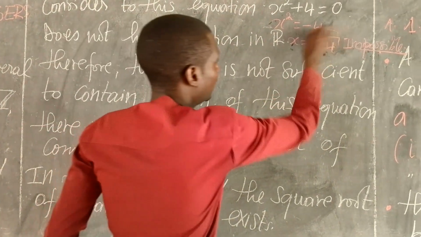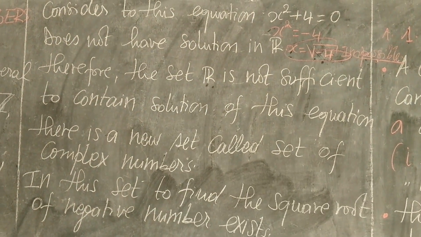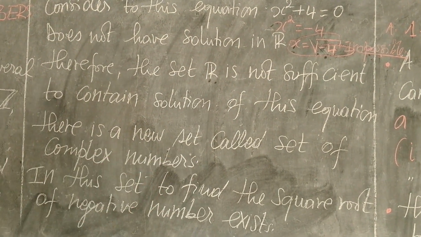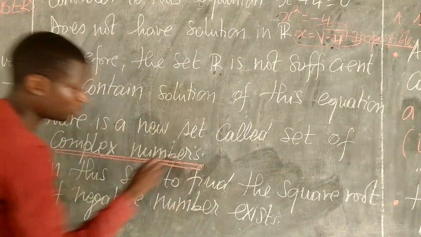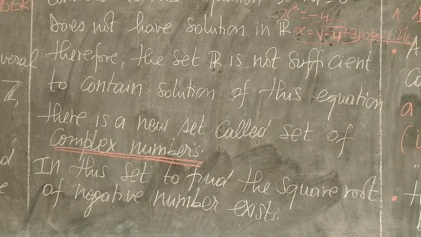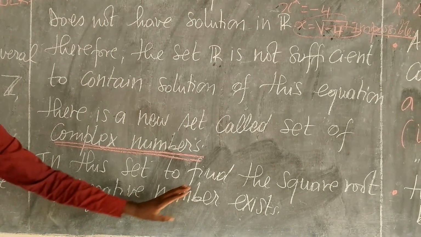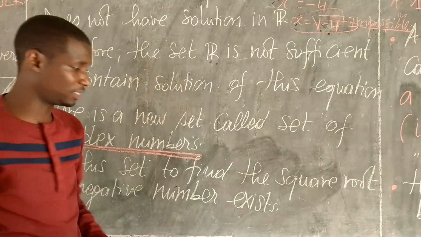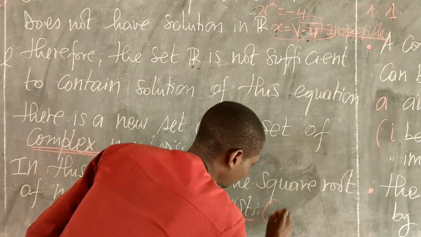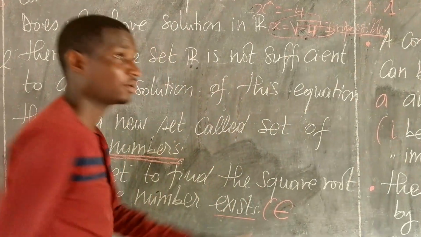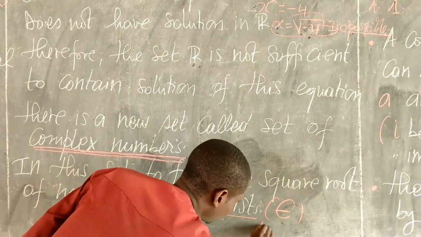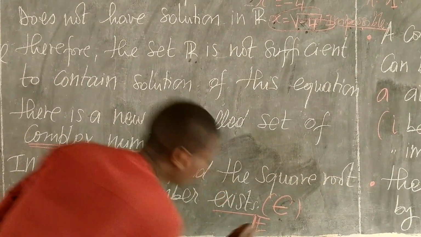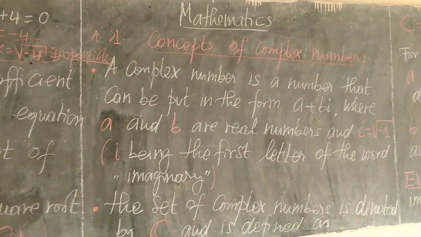We have seen here that there is a new set called the complex numbers, in which it is possible to find the square root of negative numbers. In this set, the square root of a negative number exists. If we say it exists, it's the same as to write it like this, or include. Here we have the concept of the complex number.